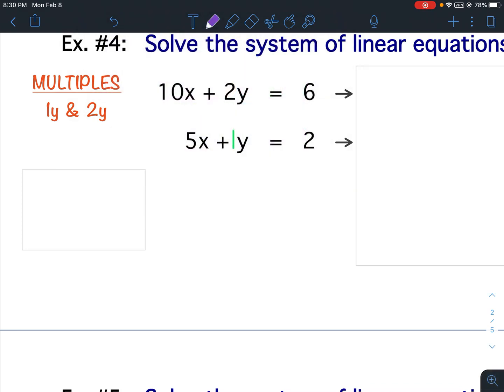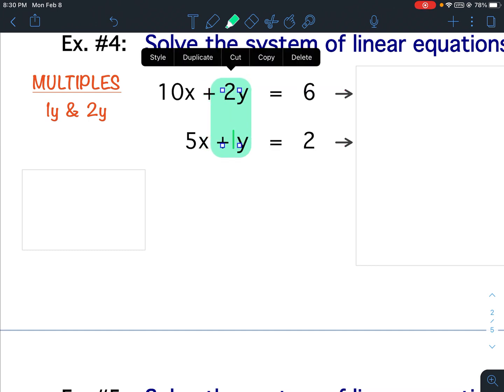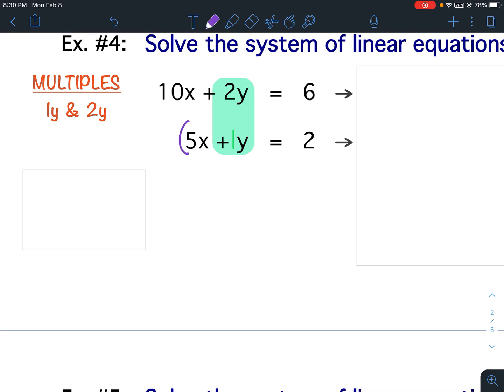When you have multiples, you multiply the equation with the smaller term. Since I'm going to use the 1y and the 2y, I want you to lightly box it. Very lightly box it. And the equation with the smaller term is this bottom equation. So that's the one I'm going to multiply.